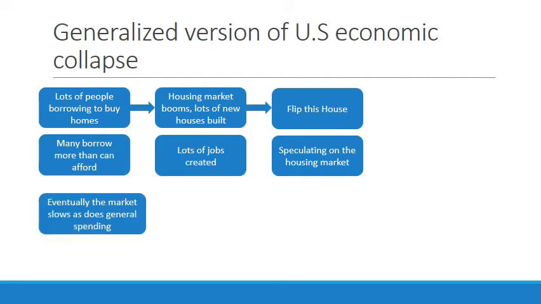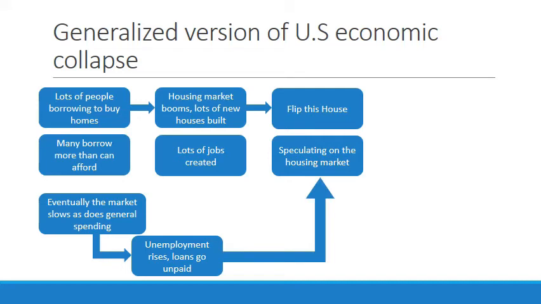So eventually the market slows, as does general spending. And so here's what we're seeing. We have all these people borrowing all this money to speculate on the housing market. And so when the market slows, as does general spending, unemployment rises and loans begin to go unpaid. So people stop purchasing houses. These are people who start not paying loans back. And then the banks, of course, are losing money.